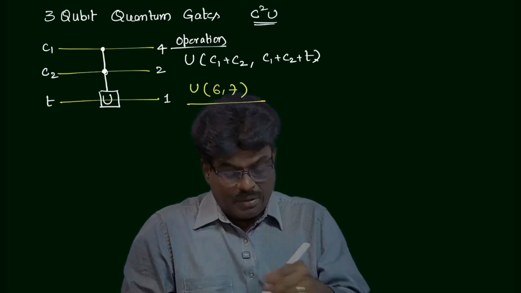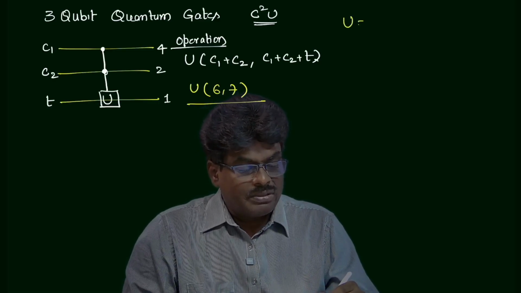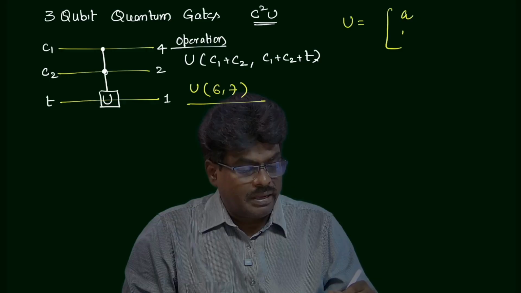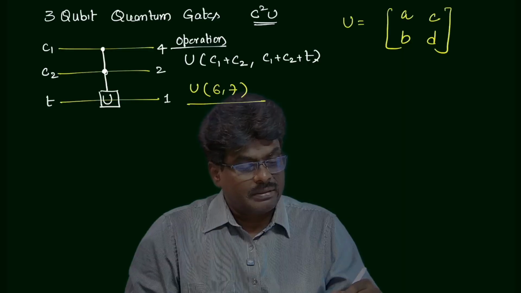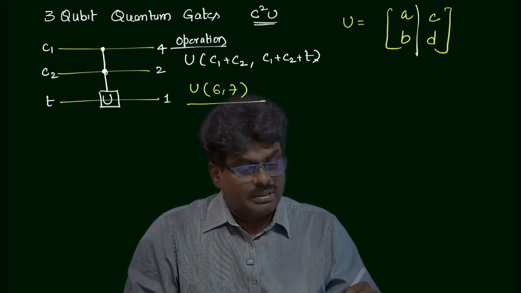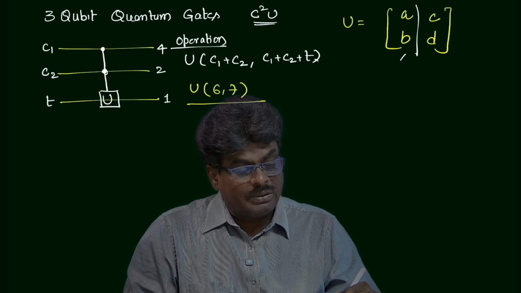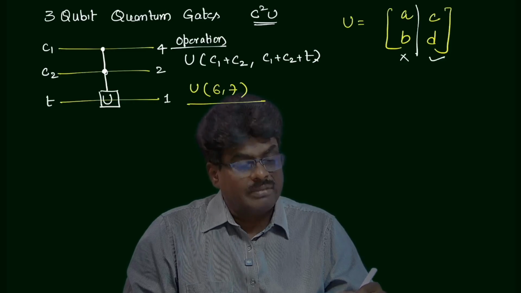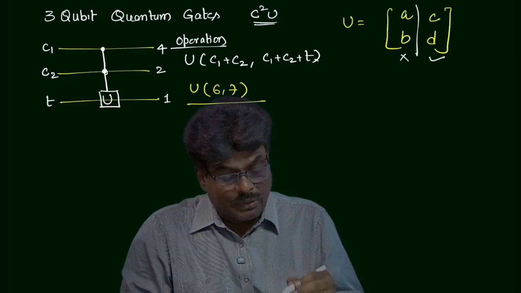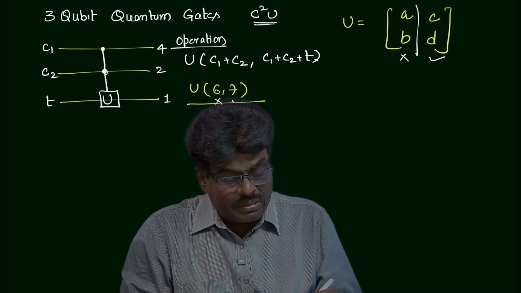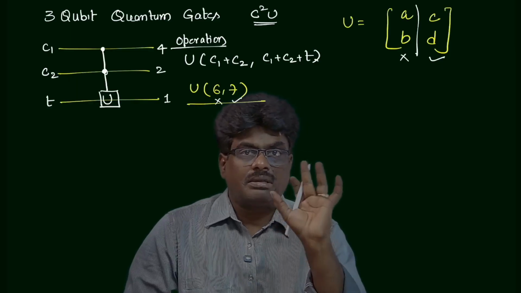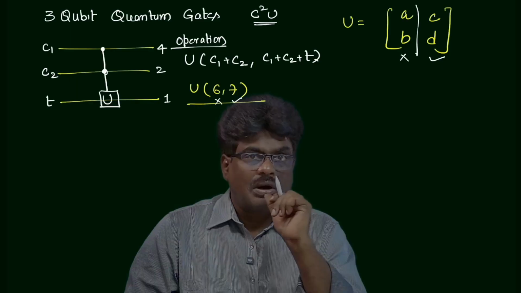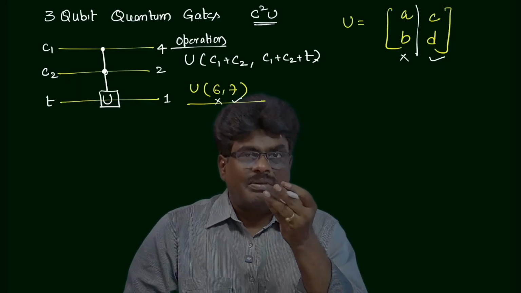So what is the meaning of this? Here we know what is U. U is nothing but A, B, C, D, a single qubit quantum gate. The first column stands for the amplitudes corresponding to the off state, and the second column for the on state. I told you already, first number is off, second number is on in that operation. Always first one is off, second one is on.